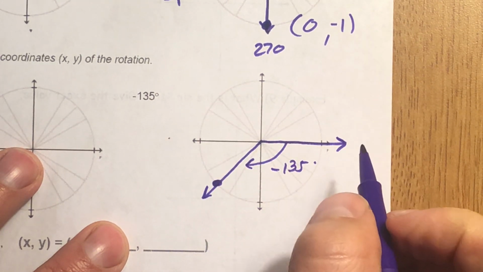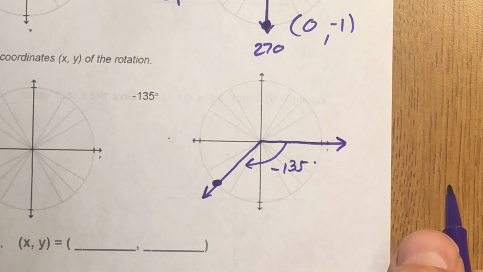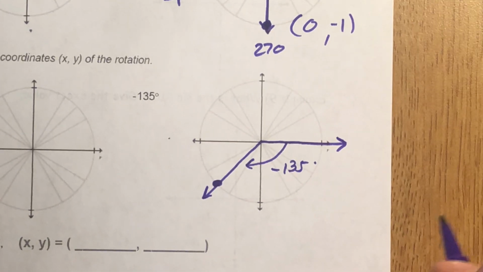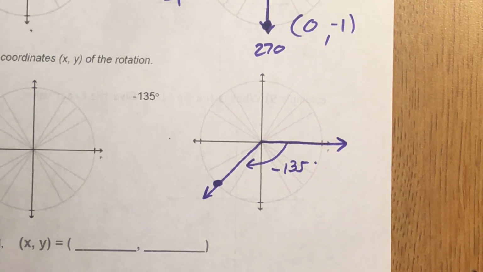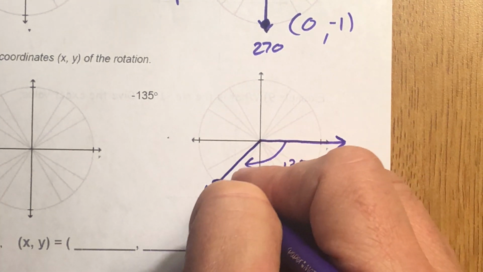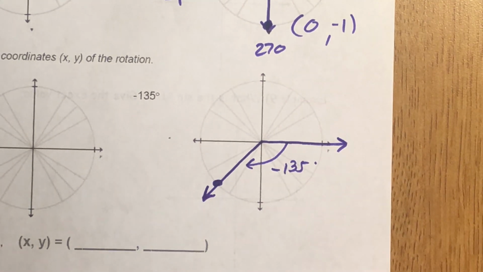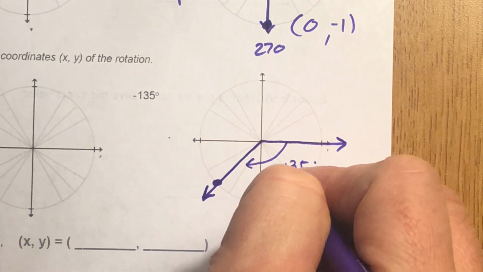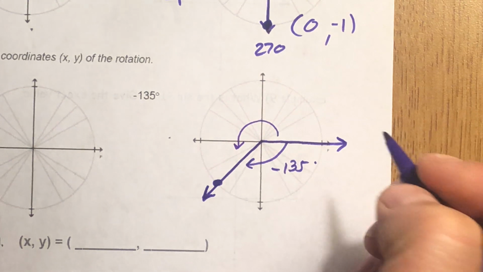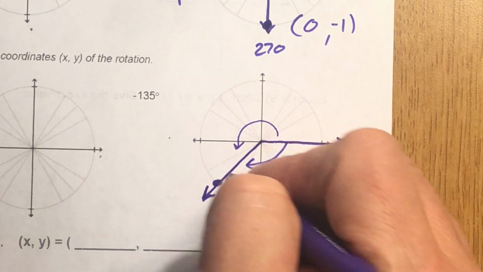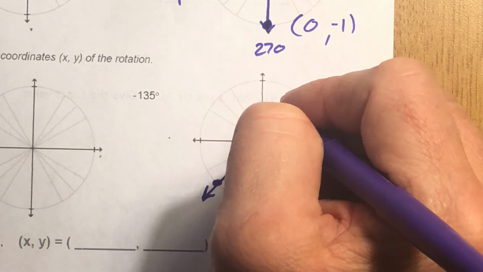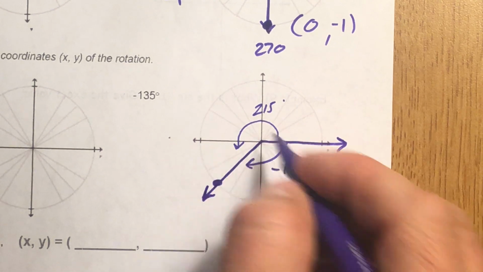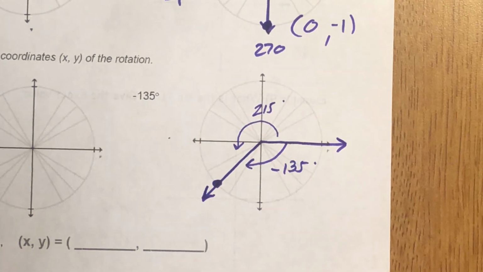Now you could also go all the way around this way. Remember we talked about those angles that share that side, right? They're coterminal. I don't know why I couldn't think of it. They're coterminal angles, right? So if this is 135, if I went around that way, that's 180 plus another 45. Okay, so 215. So either you can go this way or this way. It doesn't really matter. You're still rotating in the exact same spot.